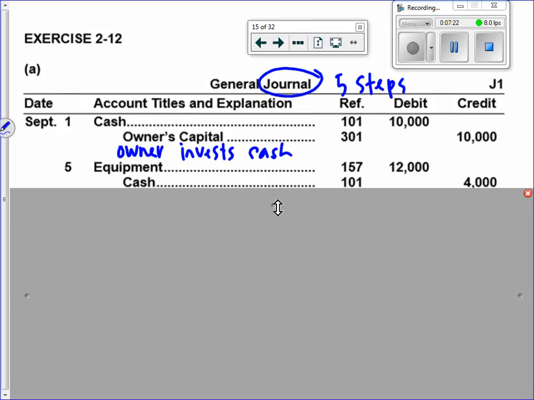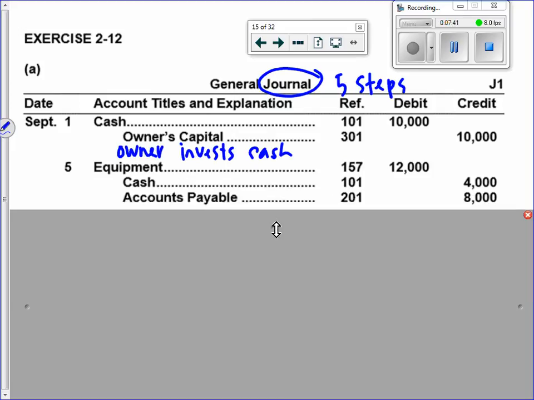Whoa, wait a minute. I'm going to see an asset go down. That's kind of a bad thing, isn't it? Well, no, because sometimes you've got to use an asset to get an asset. And in this case, we put $4,000 down. When we owe money to someone, what account is it? Accounts payable.